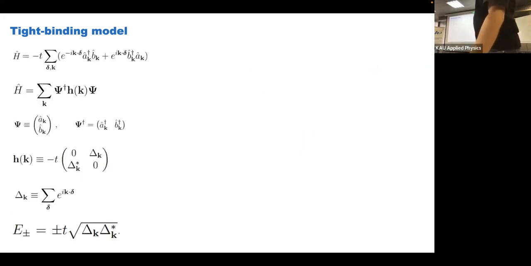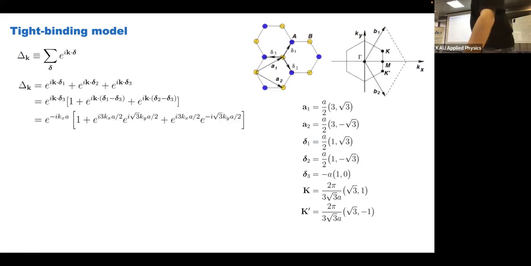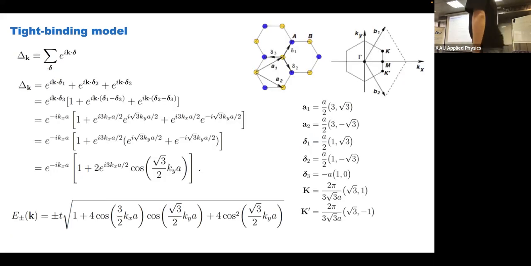if energy is like the square root of this delta k and delta k prime, delta k complex conjugated, this exponent will go on. I have to multiply this sum by the same sum but complex conjugated, with minus I, and I'll get this formula. This formula is the energy dispersion for graphene in this tight binding model.